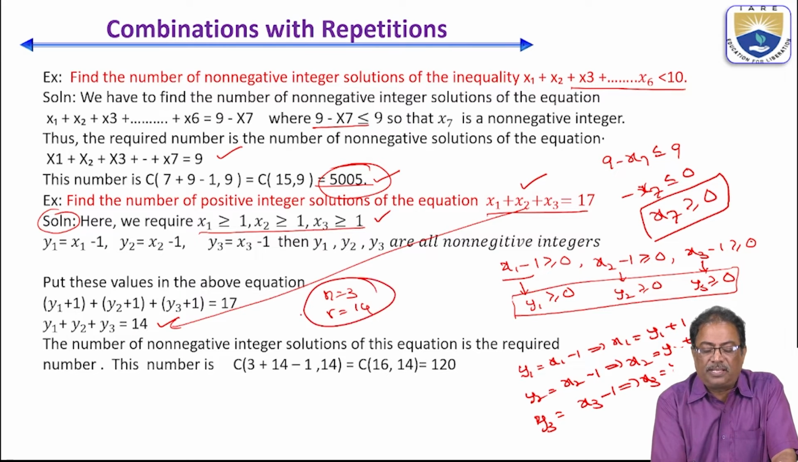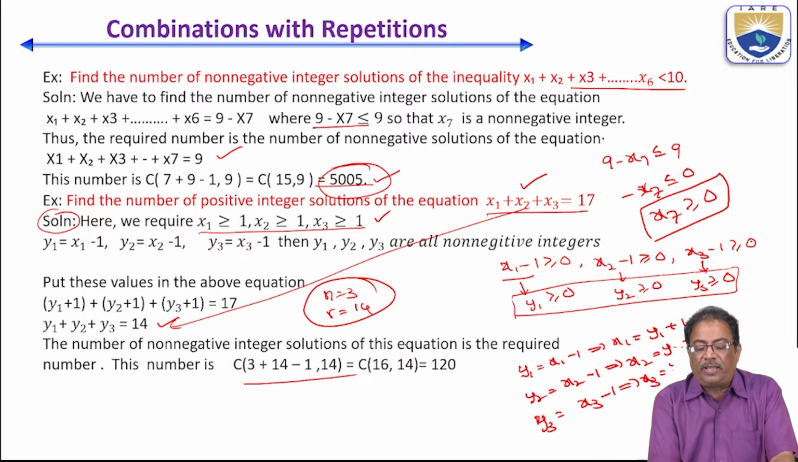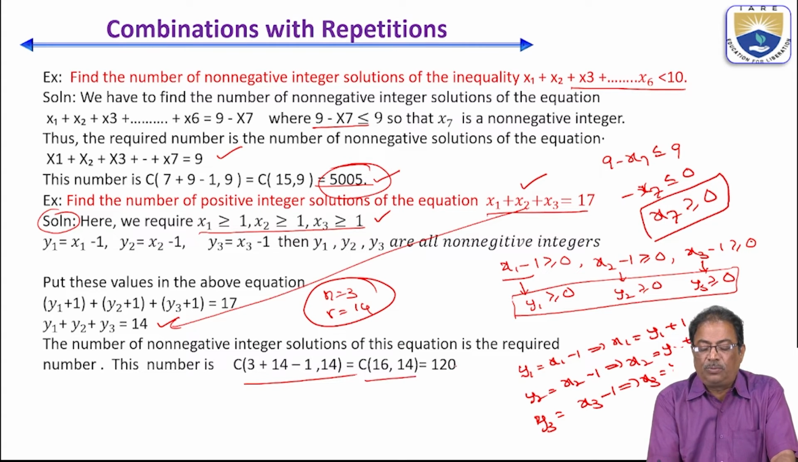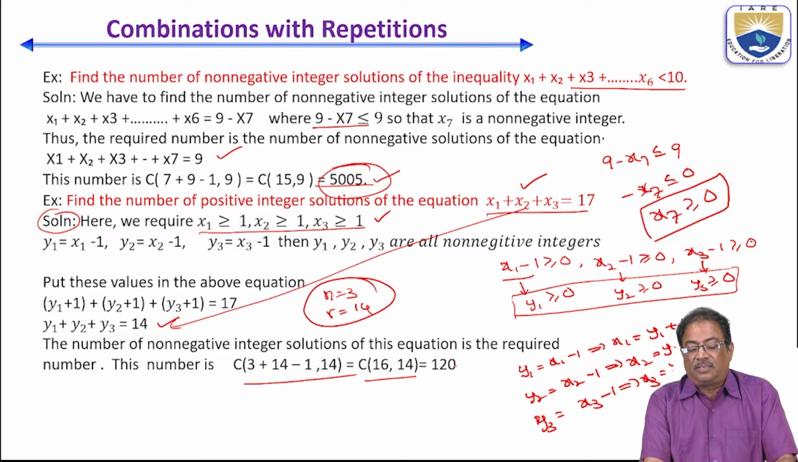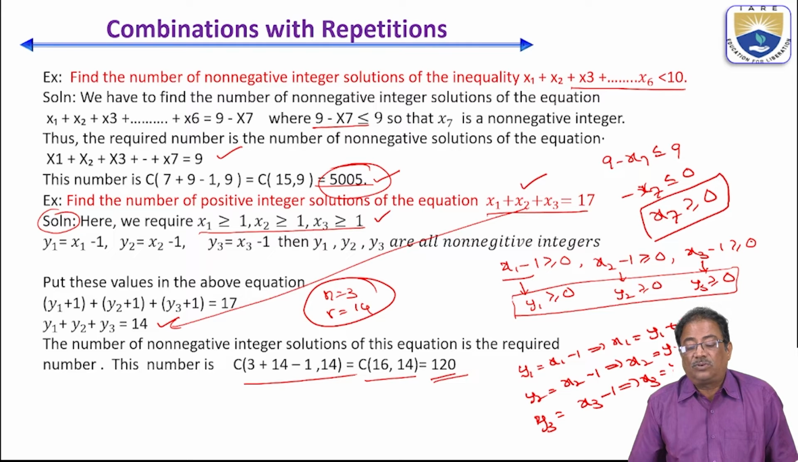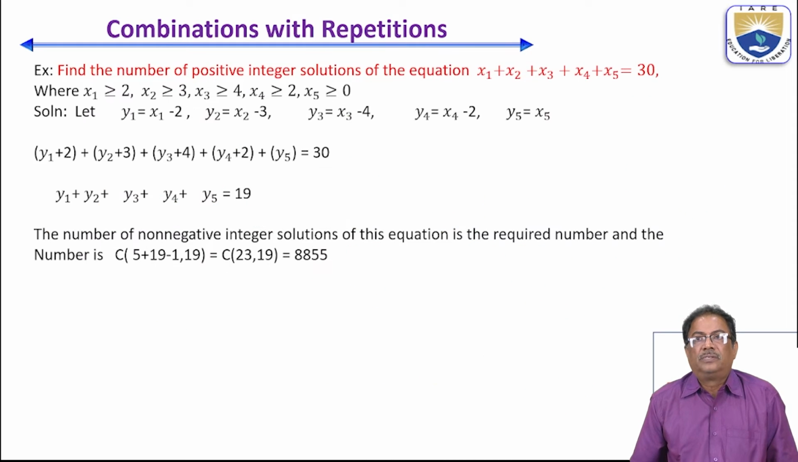Then by using this, we are going to simplify n plus r minus 1 C r. So by using this, we get 16 C 14, so that is 120 positive integer solutions, which are fulfilling the condition that x1 is greater than or equal to 1, x2 is greater than or equal to 1, x3 is greater than or equal to 1.